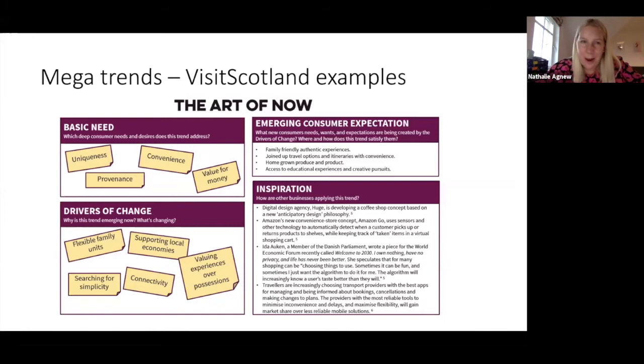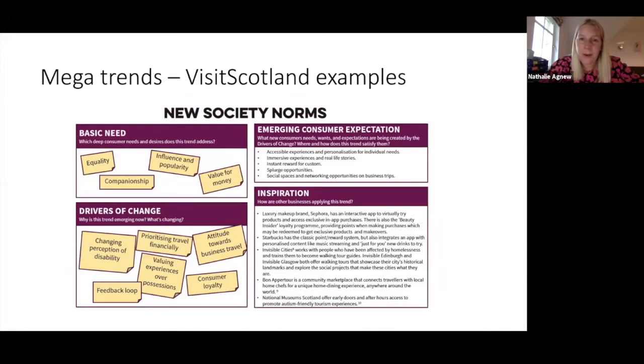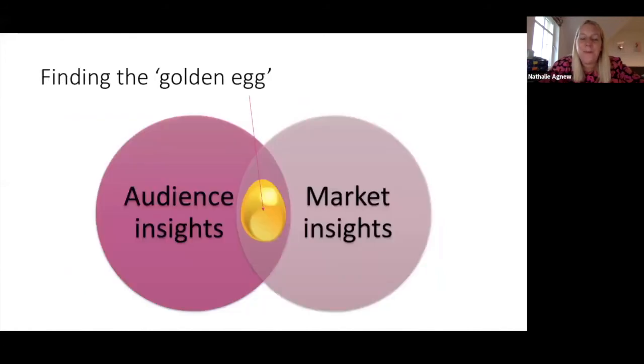So we talked earlier about looking at adjacent sectors. Maybe you could think about some adjacent sectors or some friendly competitors and start to detail out how other people are responding to this mega trend. So the Visit Scotland examples are the art of now, sensory tourism, and then new society norms. And by blending the mega trends which are coming out from the industry and outside world with the audience insights, that's really where the golden egg comes from.